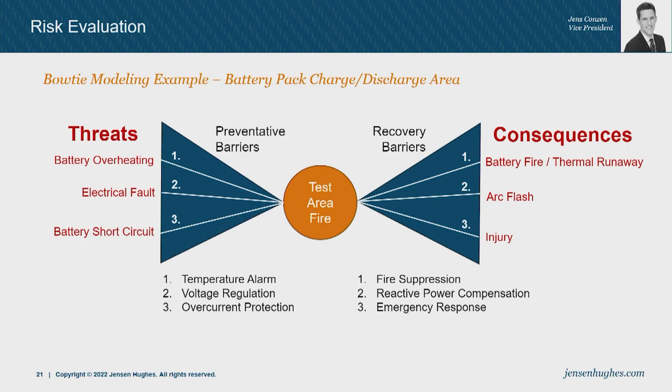So we put the threats on the left and we put the consequences on the right. And then between the threats and the hazard are our preventative barriers in form of those diagonal lines. And on the other side, we have our recovery barriers, right? So when we're thinking about what could be threats, we discussed, well, the battery could overheat. That would be bad, right? Because the separator has a very low melting temperature. We don't want that. We could have an electrical fault, which could also harm the separator. Or we could have a short circuit.